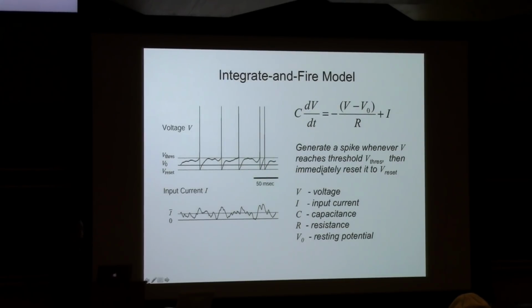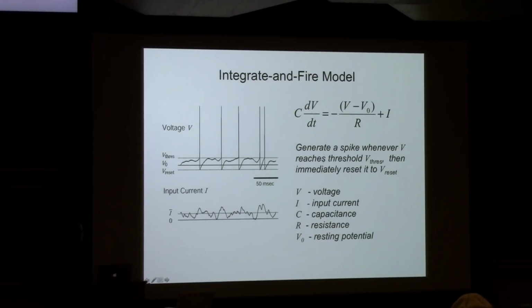So the model goes like this. You have a threshold. If you don't do anything, this is just exponential decay. When the voltage reaches R0, which we call the resting potential, it just stays there. And you have a threshold and a reset potential in this model. As long as your voltage is between the threshold and the reset, you just follow this equation. It's a linear equation, very simple.